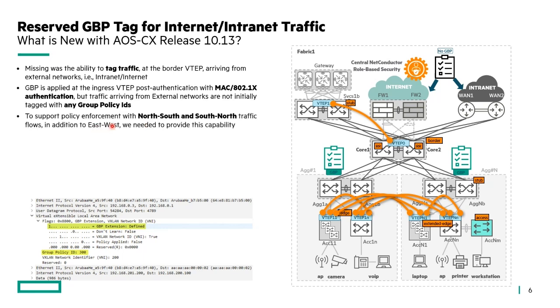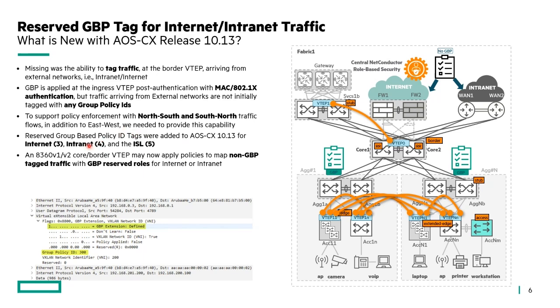To support policy enforcement with north-south and south-north traffic flows, in addition to east-west traffic, we needed to provide this capability. So now with 10.13, reserved group-based policy ID tags were introduced for tagging the internet traffic with a policy ID of 3, the intranet traffic with a policy ID of 4, and the ISL for VSX deployments with a tag of 5.